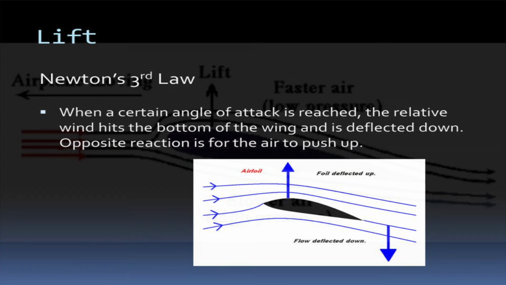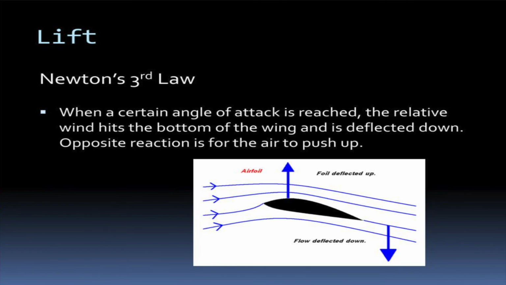Lift can also be explained using Newton's laws of motion. As the wing moves through the air, it deflects air downward. According to Newton's third law, for every action, there is an equal and opposite reaction. Therefore, the downward deflection of air results in the upward lift force on the wing.